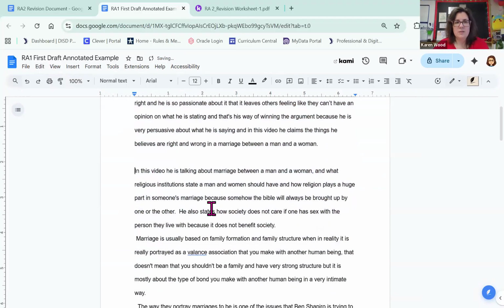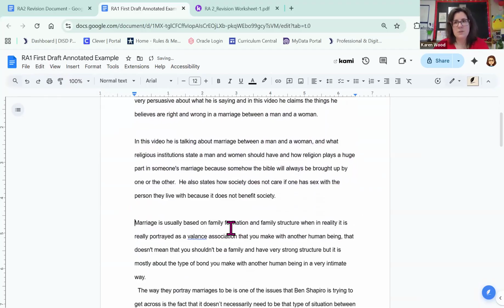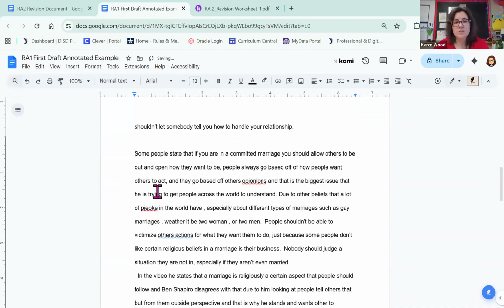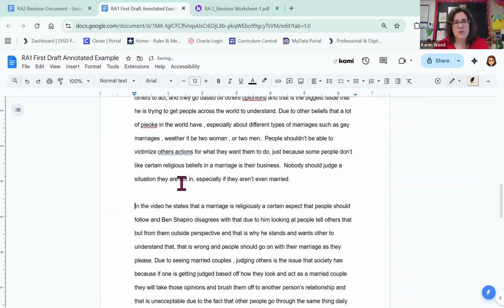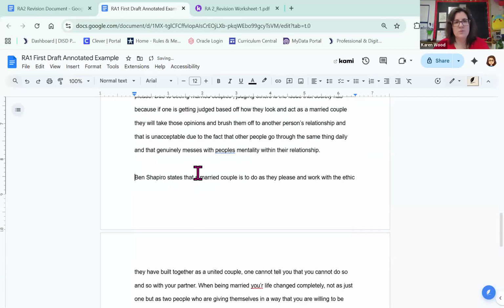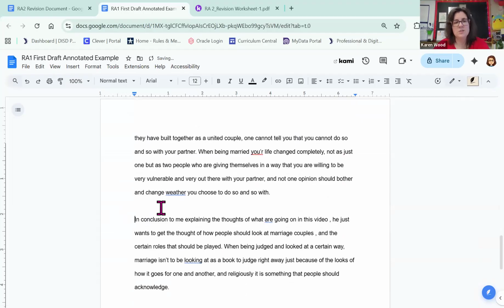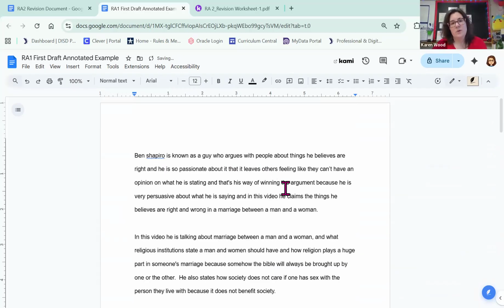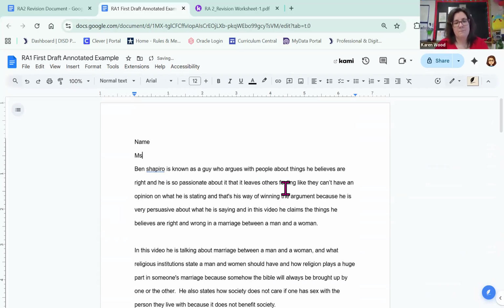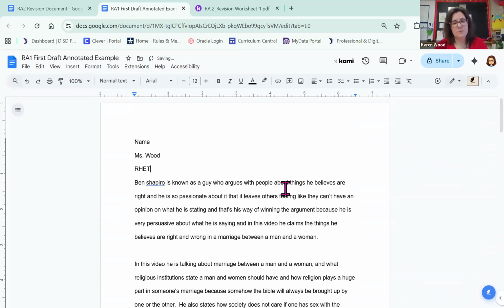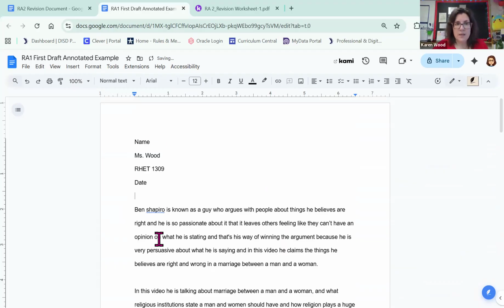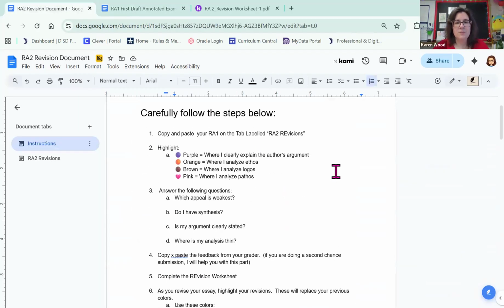Now, for annotation purposes, I'm going to put a space in between our paragraphs because that's going to make it easier for us to see the chunks of information that we have. When we are doing our final draft, we're going to want to make sure that we don't have that space there and instead use an indentation. Okay, so I've got that. Now, we also need to have on here my name, our course number, and then the date. I can't type date. Okay, so now we've got it formatted correctly. Let's see what we need to do.